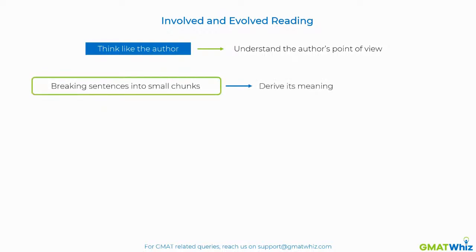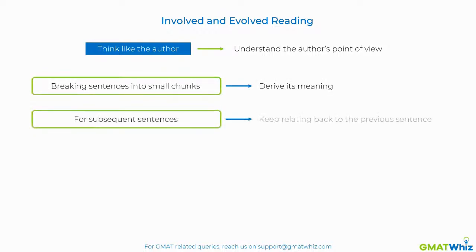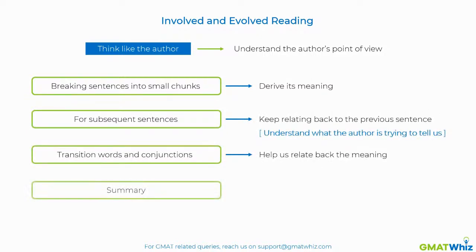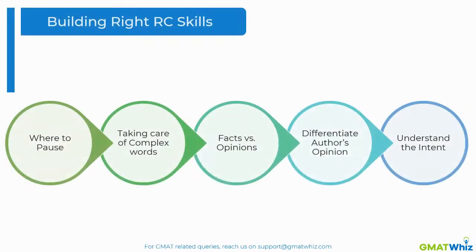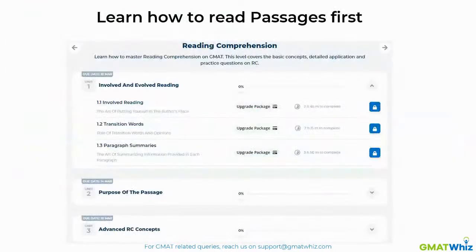Here all we do is break sentences into small parts, understand the meaning, then we keep relating back to the previous sentences that we have read, we draw a para summary, and that is how we move towards identifying the intended meaning. So you see, at GMAT Wiz, we try to build the right RC skills. We tell you where to pause, where to break. We tell you how to take care of those words like allegiance and propaganda. We tell you to notice opinions and differentiate which is the author's opinion and somebody else's opinion. And therefore, finally, we help you understand the intention of the author. Okay.